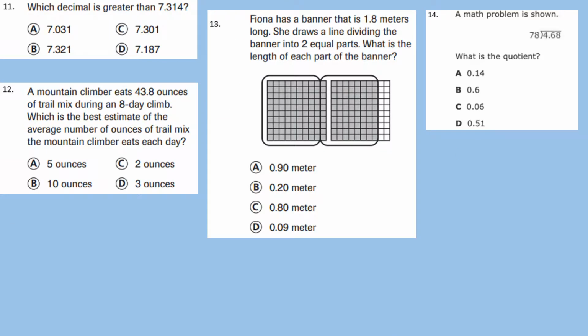Number 11. Which decimal is greater than 7 and 314 thousandths? So if I look at the ones, they're all the same. Go to the tenths, then you have something greater than 3. 0 won't work. 3 won't work. Oh, 3 is the same. Sorry, 3 is the same. 1 won't work. So go to the next place, 31. 32 is good, but 30 is not good. So the answer is B.